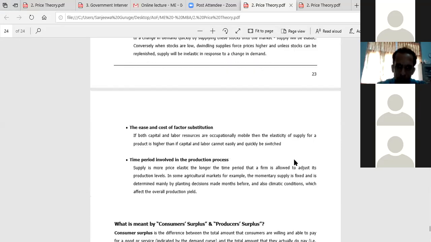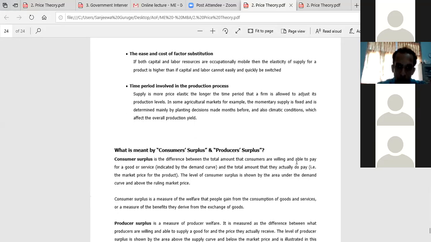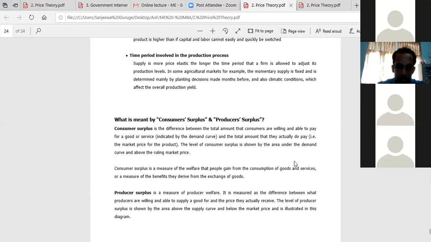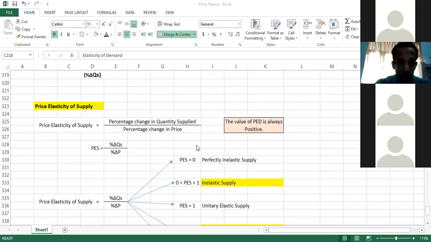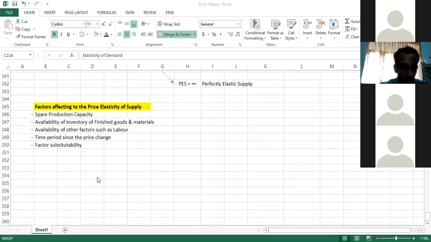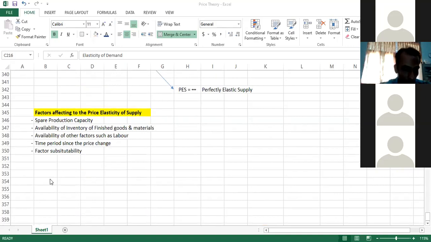So before we move to government intervention, one more concept we have to discuss, that is consumer surplus and producer surplus. That's another important concept, which will be important for the government, in order to discuss government intervention also. So what is the meaning of this consumer surplus and producer surplus?